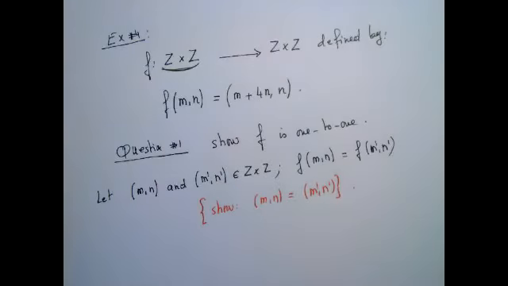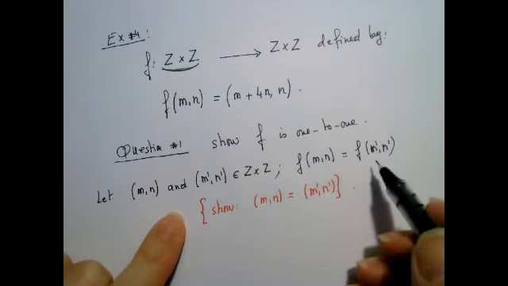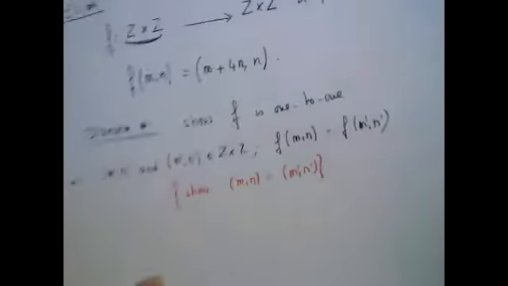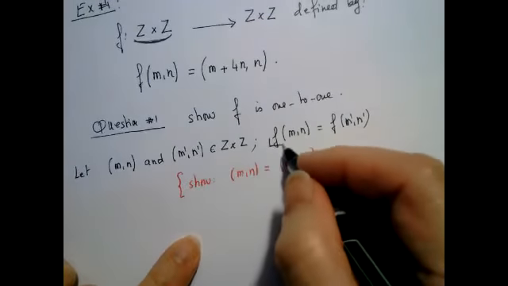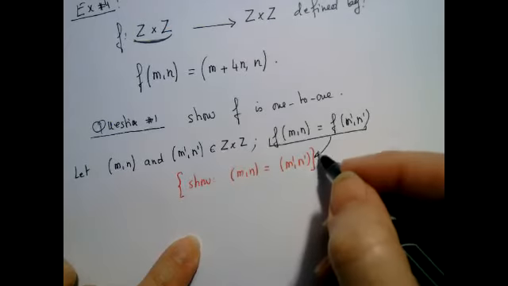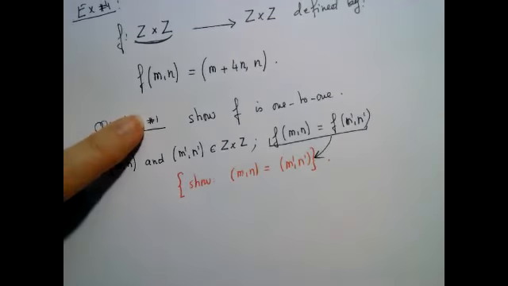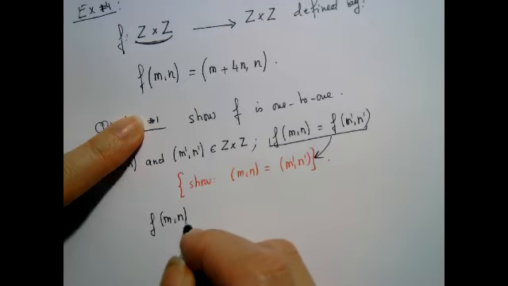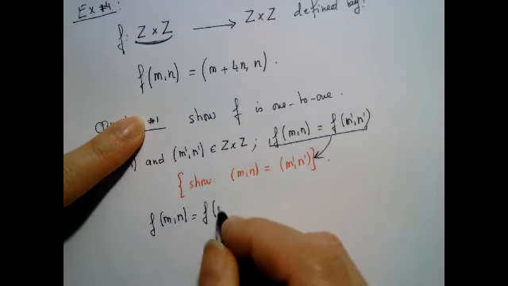So now here we are. We have two ordered pairs that have the same output. I want to show that they have the same input. So let us basically follow our nose. This is my hypothesis, and I need to get to the conclusion. So let's see: f of (m, n), that's my hypothesis, equals f of (m prime, n prime).